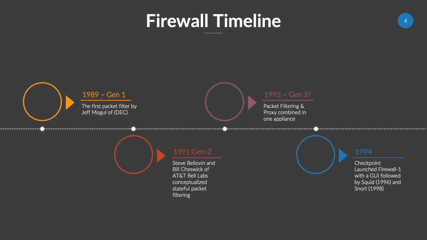In 1994, Checkpoint, which was kind of a leader in firewall technology, came out with the first graphical user interface. We'll talk more about that in future slides. That was combined with some products from Squid and Snort. Those were open source utilities, and they've now morphed into commercial products.